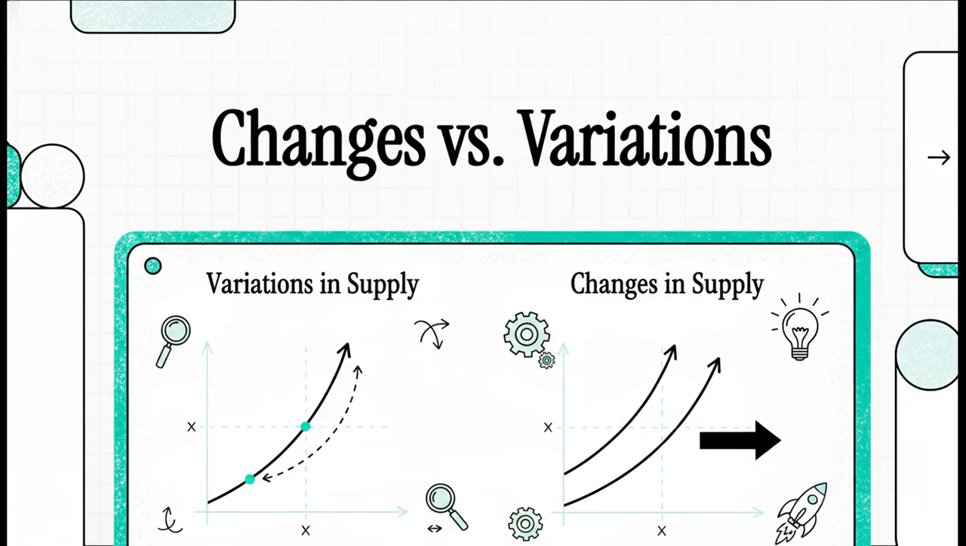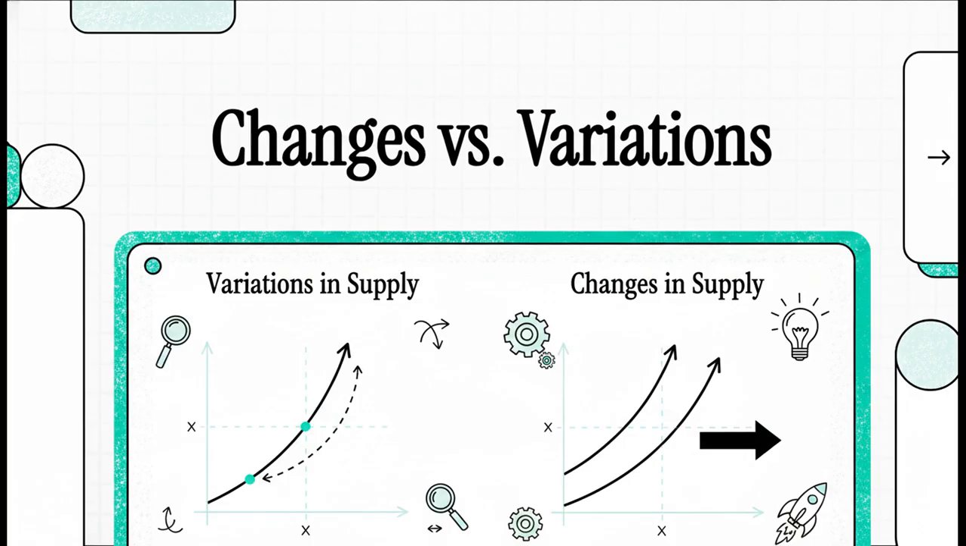Okay, so there are these two microeconomic concepts that sound practically identical when you're just chatting about them, but man, they look and behave completely differently on a graph. I'm talking about variations in supply versus changes in supply. Now, it is so easy to get these textbook terms totally tangled up, but by visually breaking them apart, the mechanics of how markets actually move become crystal clear.